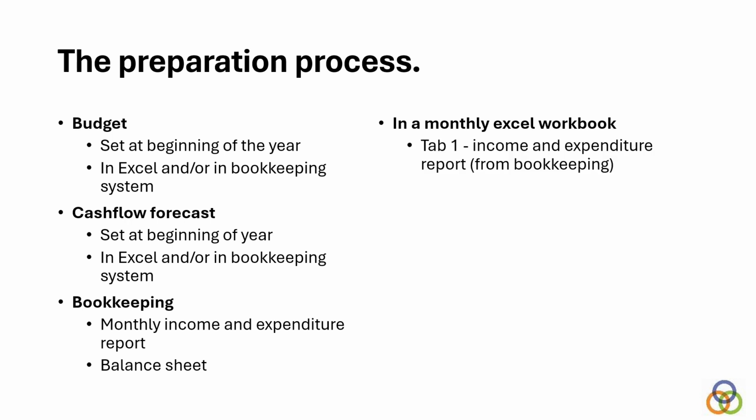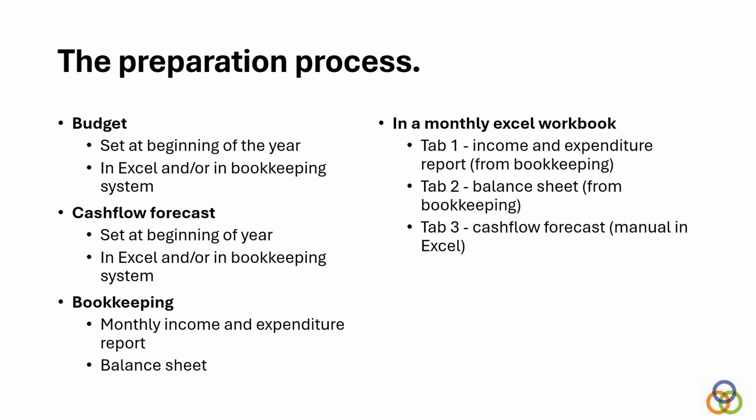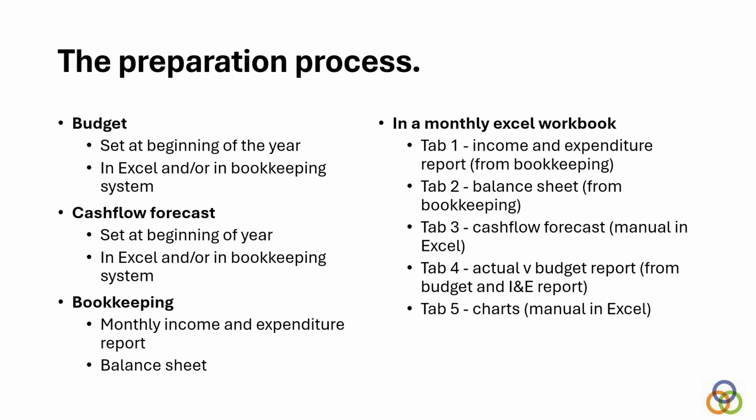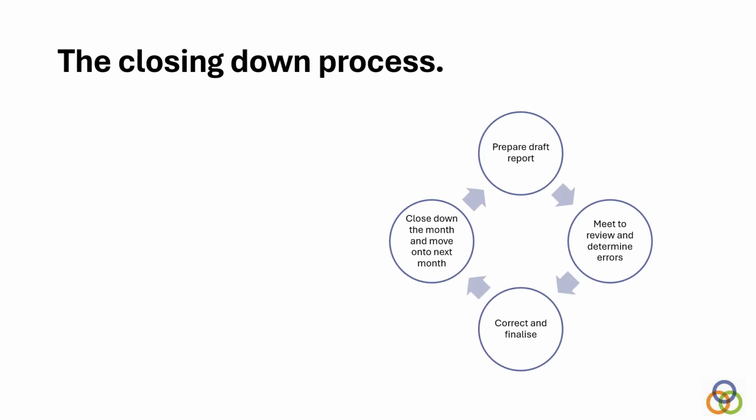And so every month we are exporting all of this into one Excel workbook. Tab 1 would probably have the income and expenditure report from the bookkeeping system. Tab 2, a balance sheet, also from the bookkeeping system. Tab 3 will have a cash flow forecast, which we've probably done manually in Excel, but might come from the bookkeeping system. Tab 4 will have an actual versus budget report, which combines the budget and the income and expenditure report. And then tab 5 might have some charts.